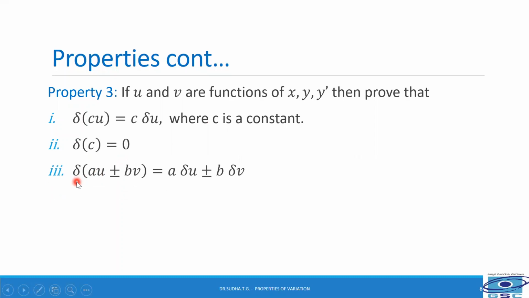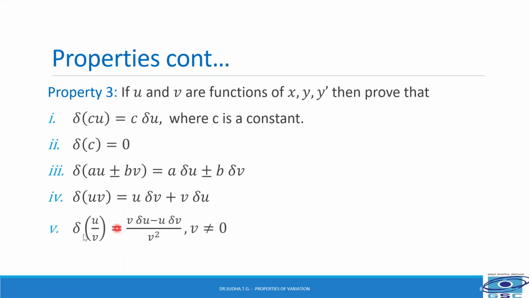The third property says here, that is variation of A into U plus or minus B into V is equal to A into variation of U plus or minus B into variation of V. And the fourth one says that variation of U into V, this is product of two functions, is equal to U into variation of V plus V into variation of U. This is similar to the properties of differentiation. And variation of U by V. So here we are using similar to the quotient rule.